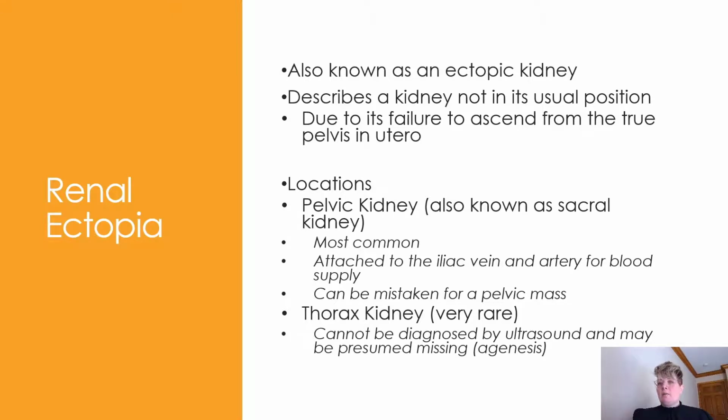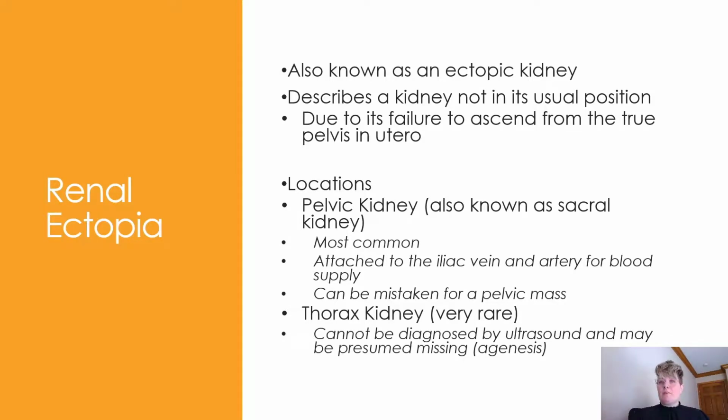So the main location that we see renal ectopia is going to be as a pelvic kidney. Remember that they're supposed to start down in the pelvis and then they grow and ascend into the abdomen. So sometimes they get stuck down there, and when they do, they get their blood flow from the internal iliac artery and drain into the internal iliac vein. The ureter is also very short as it's very near the bladder, and so kidneys like this tend to have a few more issues.